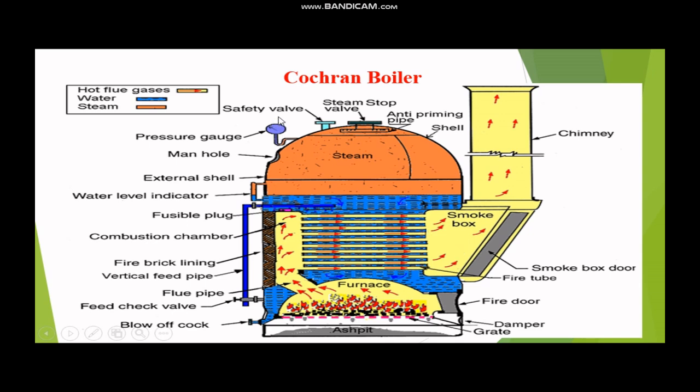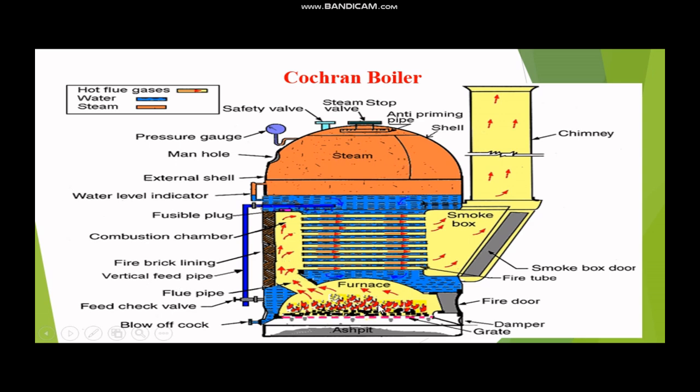These are the mountings: safety valves, steam stop valve, pressure gauge, then manhole, feed check valve, fusible plug, and water level indicator. Whatever is mounted on the boiler is called boiler mountings. And as we already stated in the last block diagram, the economizer and superheater are boiler accessories which are used for improving the efficiency. Now this is the steam portion again.